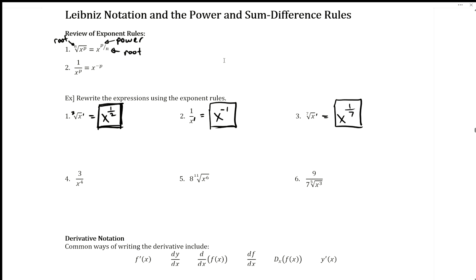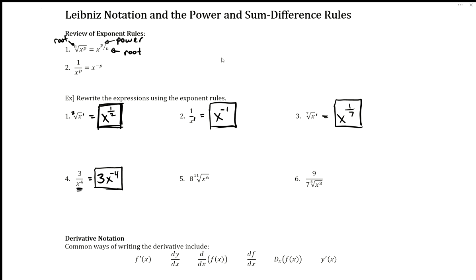Okay, number 4, we have 3 over x to the 4. Well, this 3 is just hanging out. We really just need to focus on this x to the 4. It's still just kind of like flipping. So it should now be in the numerator, and then make the power negative. And that's it. The 3 is just a regular number, it just hangs out front.